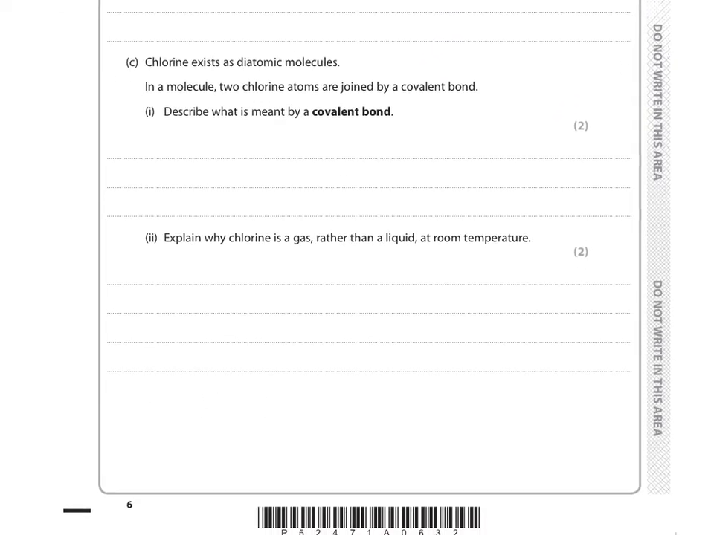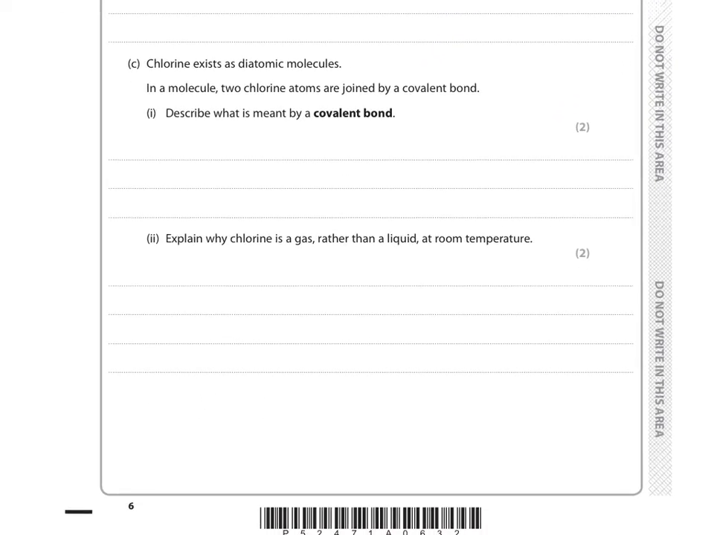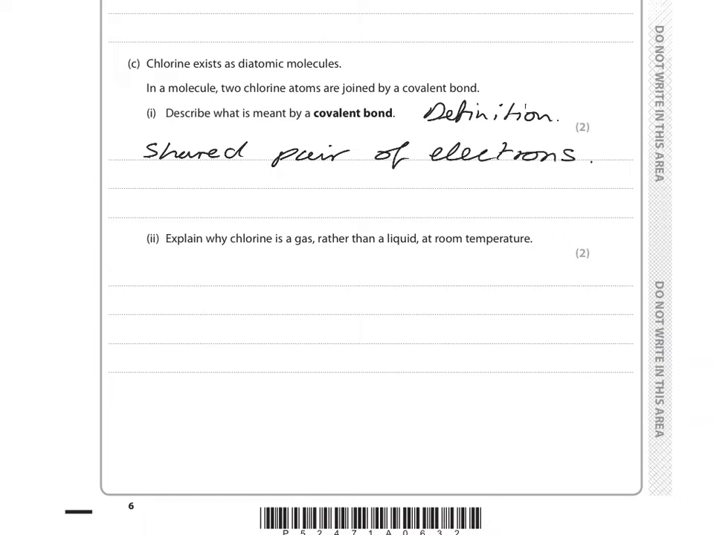Part C says chlorine exists as a diatomic molecule. In a molecule, 2 chlorine atoms are joined by a covalent bond. Describe what is meant by a covalent bond. Now this is one of your definitions, and the definition of a covalent bond is that it is a shared pair of electrons. And that gets you the 2 marks because you put down that it's shared and a pair of electrons.